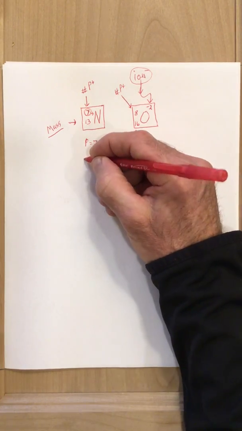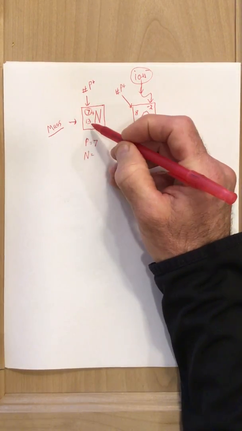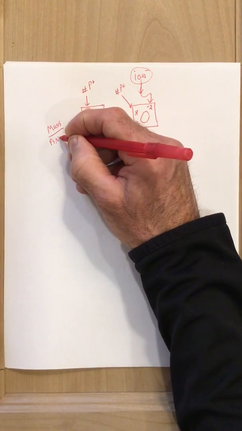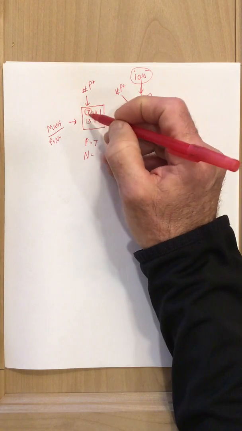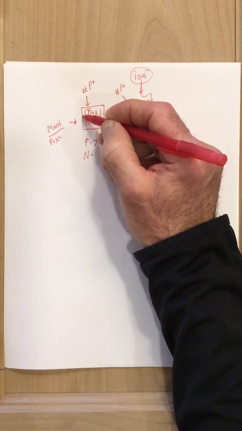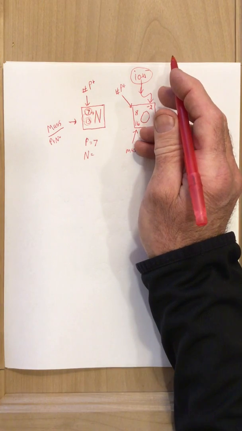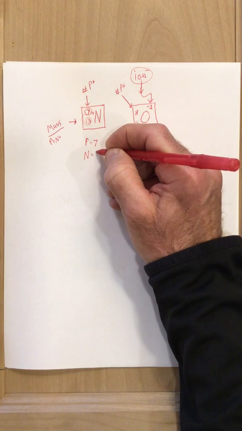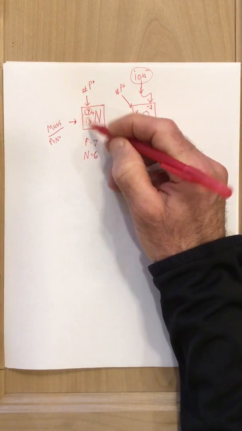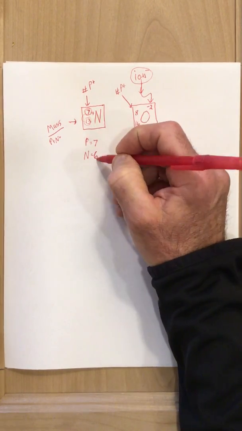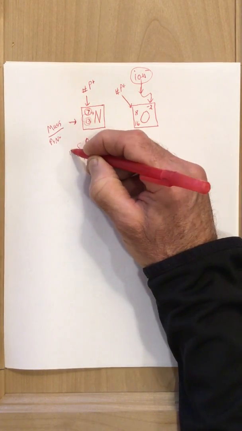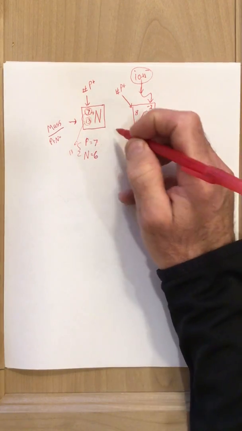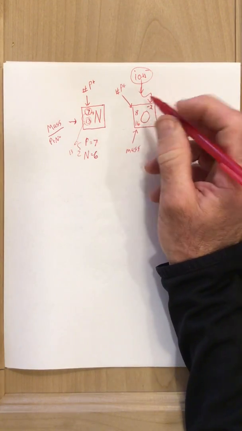Okay? Let's talk about neutrons. Since protons plus neutrons equal mass, all we have to do is take the proton number away from the mass and we get the neutron number. Okay? So in this case, 13 minus 7 is 6. So there must be 6 neutrons in this particular atom. Okay? 7 and 6 equal 13. That's the mass.